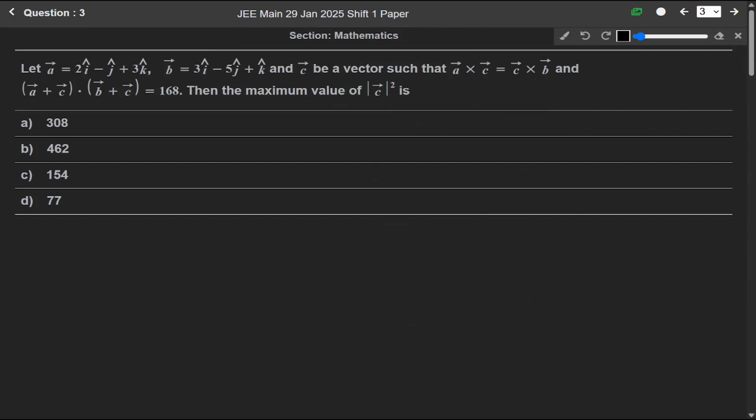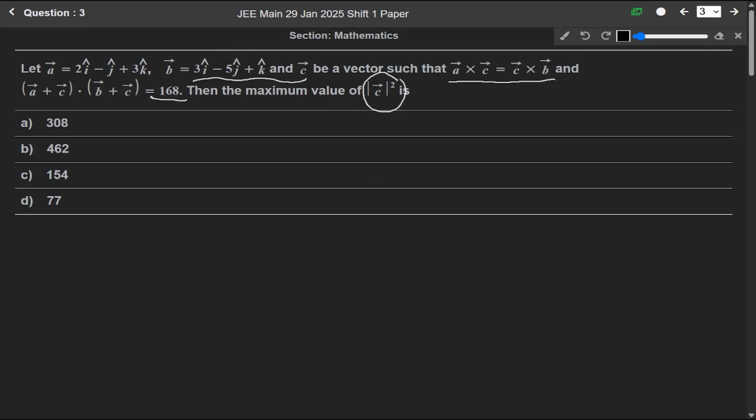Now question number 3. We are given vector A as 2i cap minus j cap plus 3k cap, and vector B as 3i cap minus 5j cap plus k cap. There is another vector C such that A cross C equals C cross B, and (A plus C) dot (B plus C) is given as 168. We have to find the maximum value of modulus of C square.